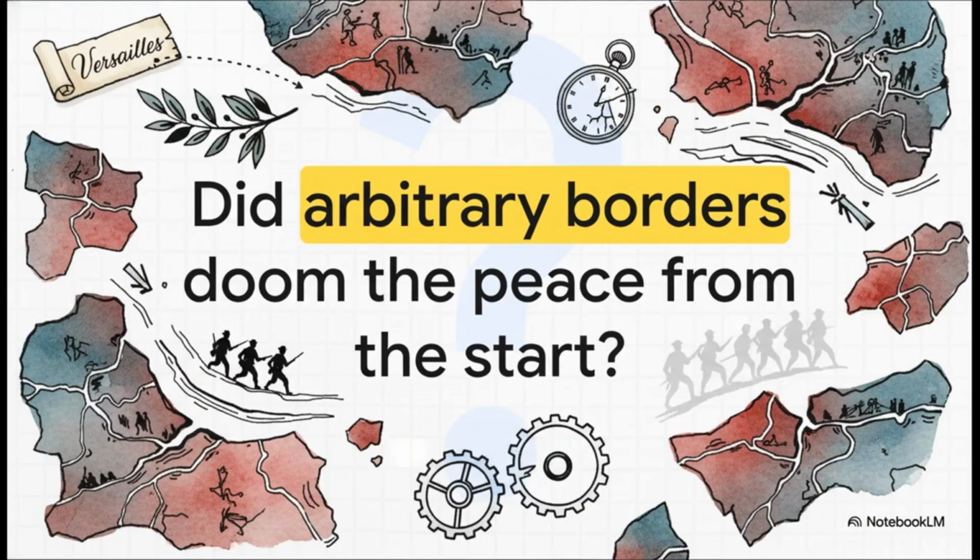Did the arbitrary redrawing of these borders doom the peace from the very start? Considering the fragile, economically disconnected map hastily drawn at Versailles, was the peace that followed always destined to fail? Was the Second World War really just the inevitable sequel to a poorly concluded First World War?